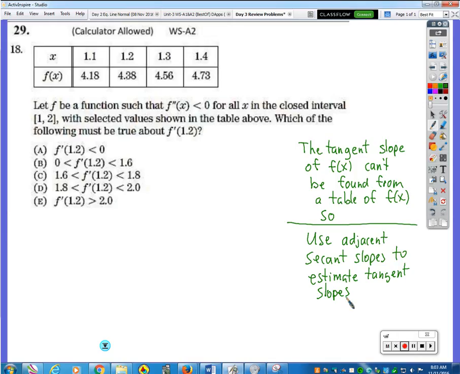Yeah, if you don't have this card, you need it. This question shows up very regularly on the AP test every year. This idea of, hey, they're asking me to find something out about a tangent slope because they want me to find f prime at 1.2. So I'm supposed to be finding the tangent slope of f right here at x equal 1.2. But all I have is a table of f values, so I can't do that.